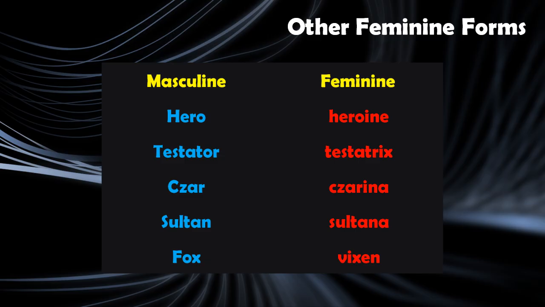These examples show us that while ESS is a very common tool, English also draws from other languages and traditions to create feminine forms. It enriches our vocabulary with variety and history. Okay, now let's go to the next slide.